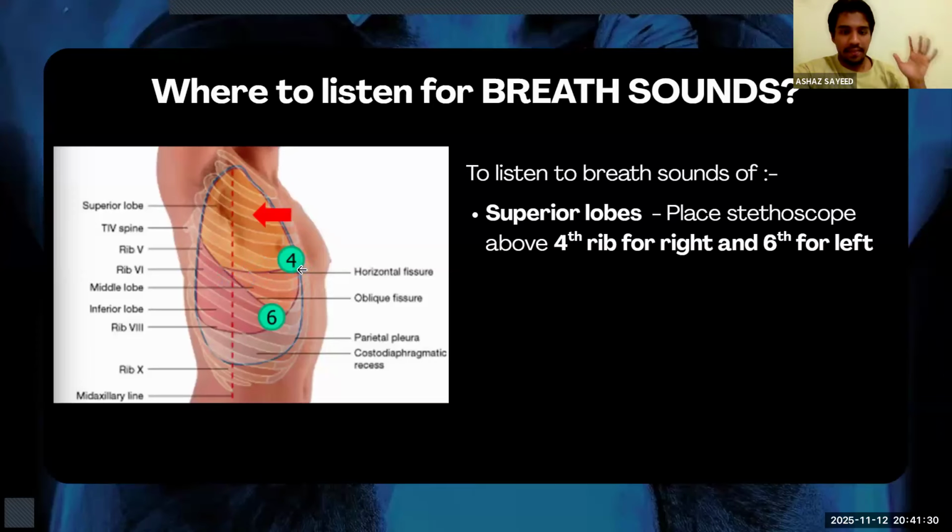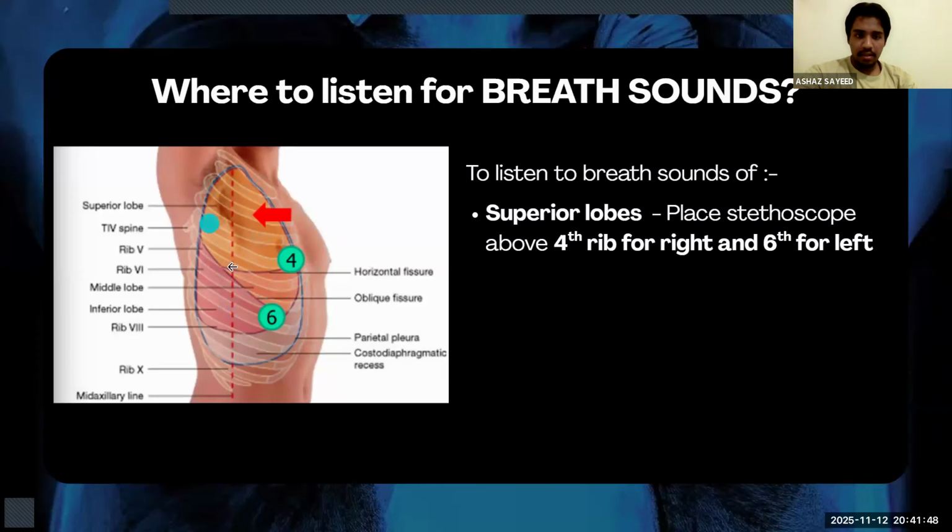So we discussed the fissures. The fissures start from the same point, but end at different points. The horizontal fissure ends at the 4th costal cartilage, and the oblique fissure ends a bit below at the 6th costal cartilage. So you can just remember this diagram, just picture it in your head.